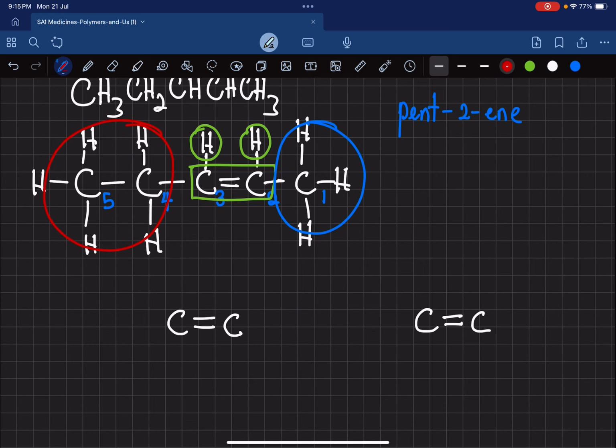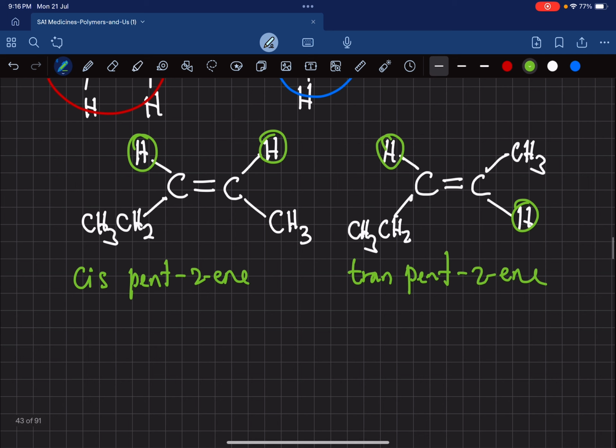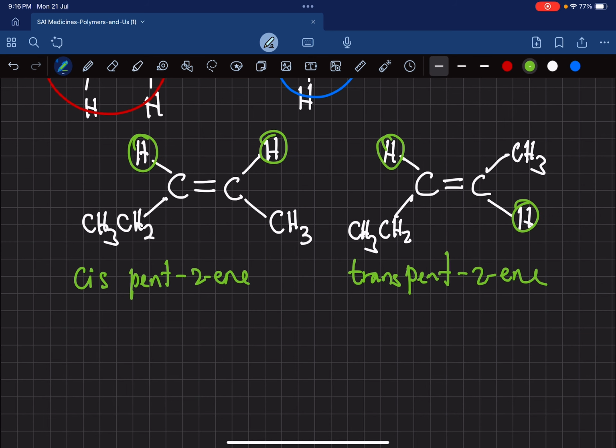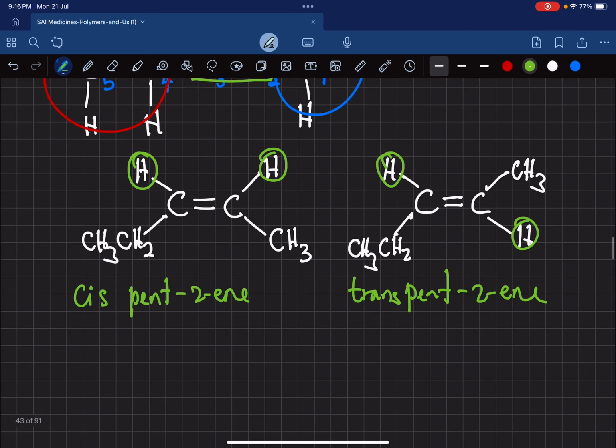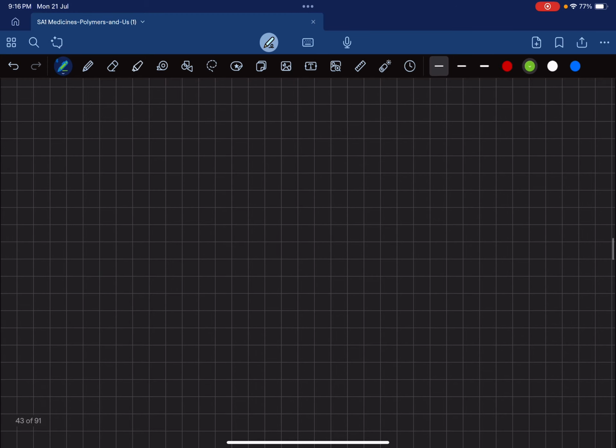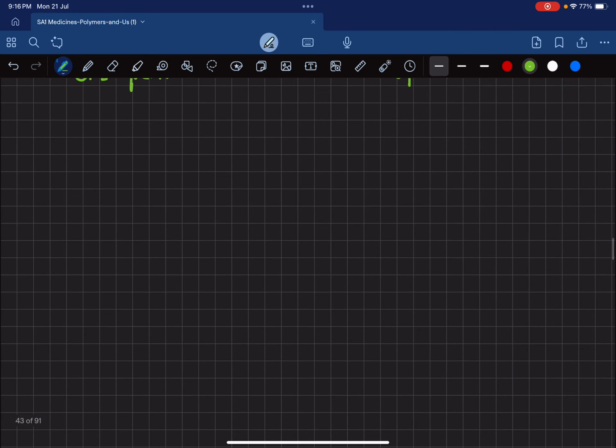So one is going to be called cis and the other one is going to be called trans. That's how, if you have been asked to draw the cis and trans configurations, that's how you're going to do it. Okay, so that would be quite straightforward. Let's say if we do another example, let's say we have something like this.